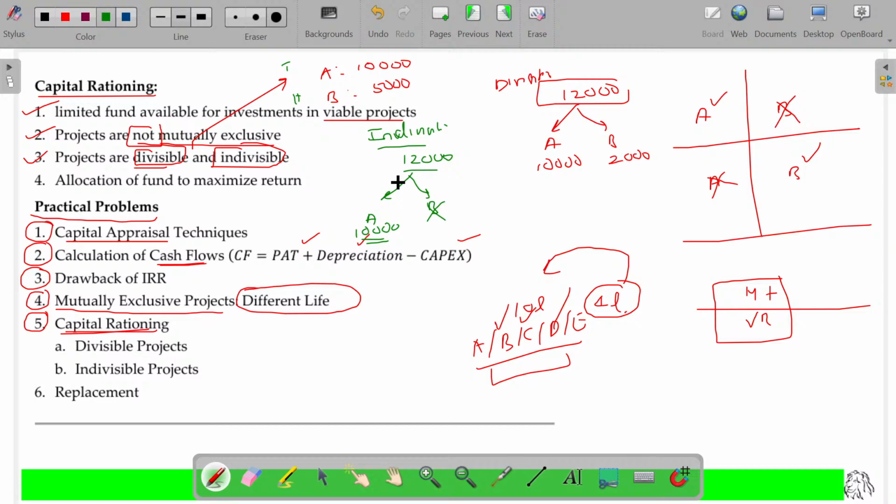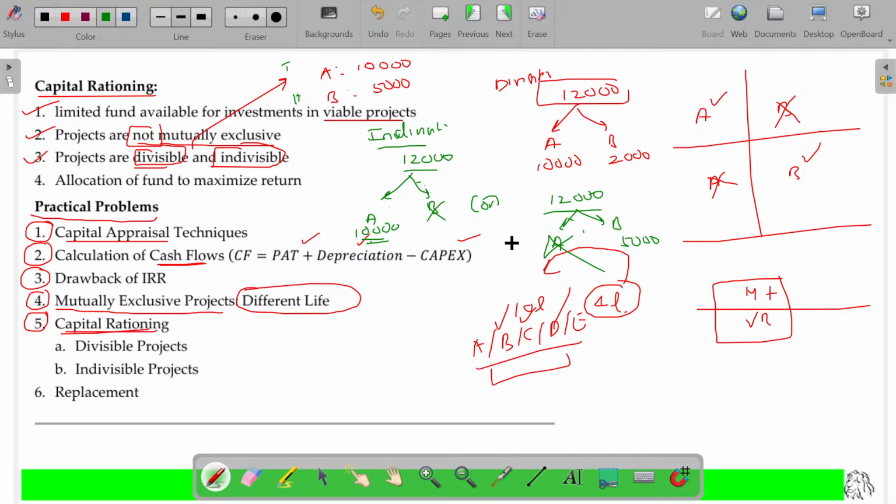But in case of indivisible, you either accept the full payment or you cannot accept. So here you have the choice of choosing either A or B out of 12,000 rupees. If you choose B, you have already spent 5,000 rupees. You are left with 7,000 rupees to choose A. You need 10,000 rupees, but you are left with only 7,000. Definitely, you cannot choose A. Now the problem is, between these two, which is the better one? Do I want to choose A or B?